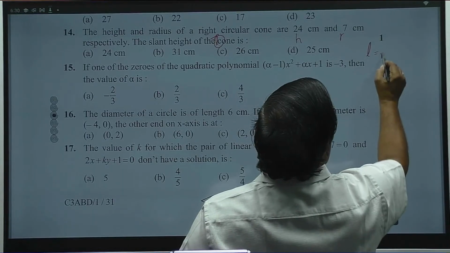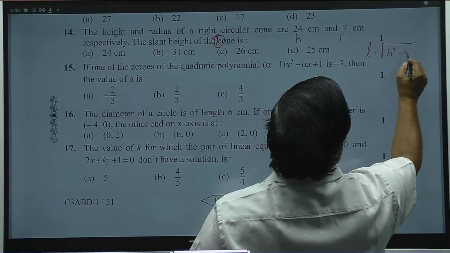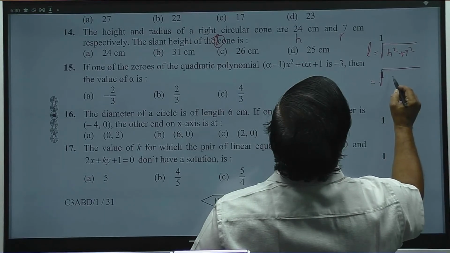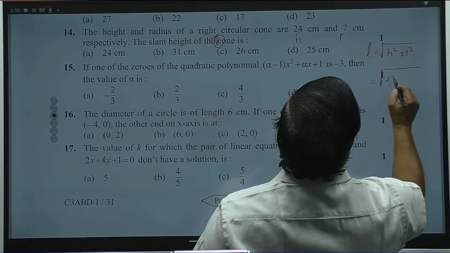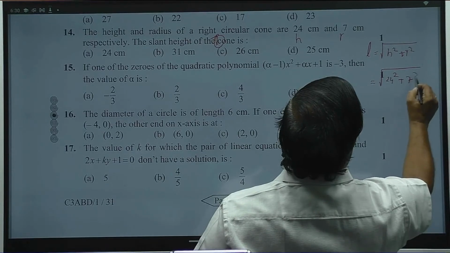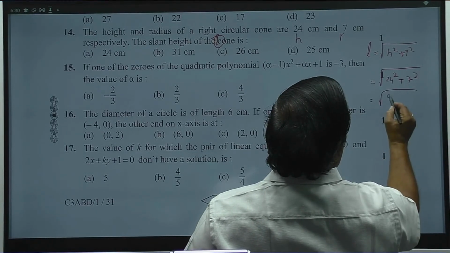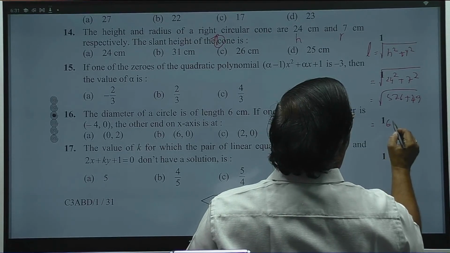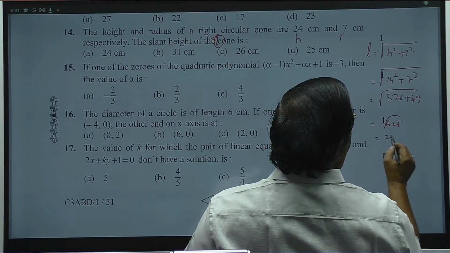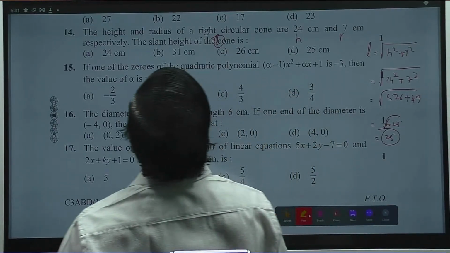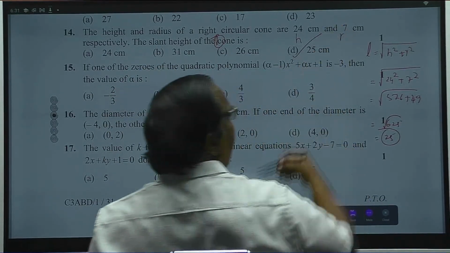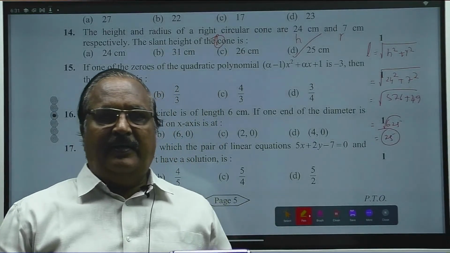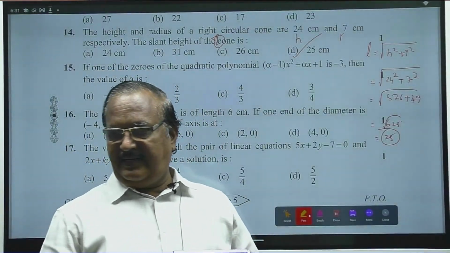L is equal to square root of h square plus r square. So h is 24, 24 square plus 7 square. So 576 plus 49 is equal to 625. 25 is the correct answer. So 25, D is the correct answer.